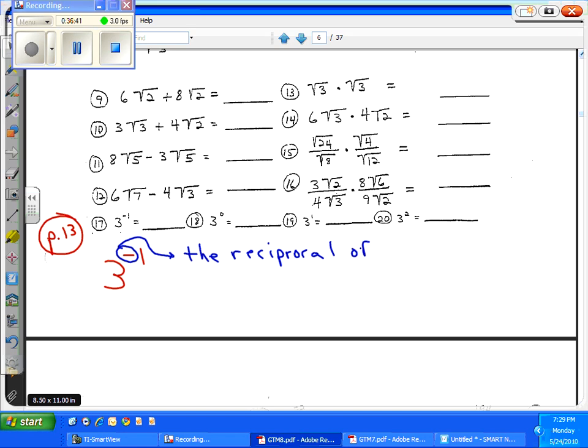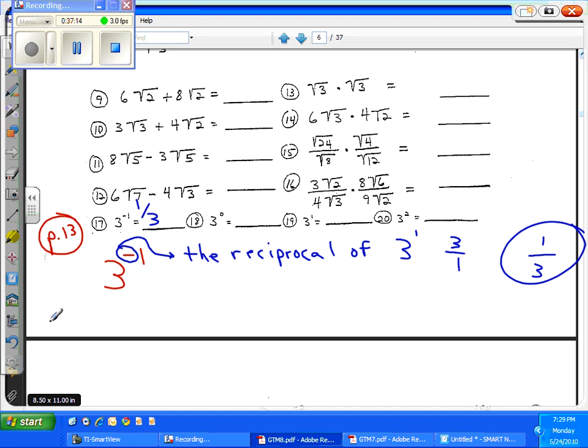of. Now, you need to know that when you move into Algebra 2, college algebra, we read that as the reciprocal of 3 to the first. Now, the reciprocal means flip it over. 3 to the first is 3 over 1. Its reciprocal is 1/3. So 3 to the negative 1 says the reciprocal of 3, and the reciprocal of 3 is 1/3.